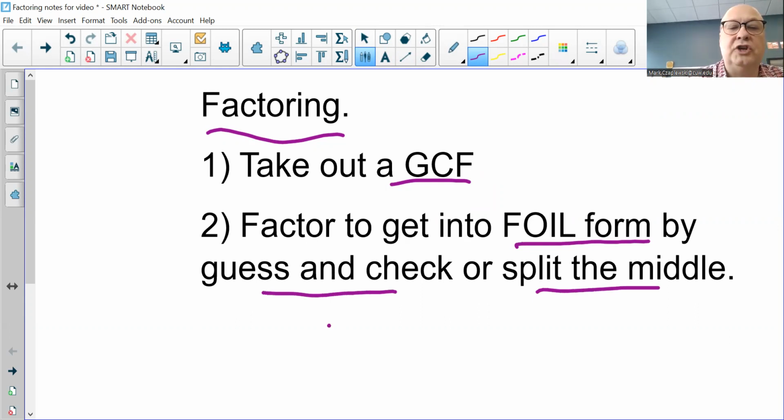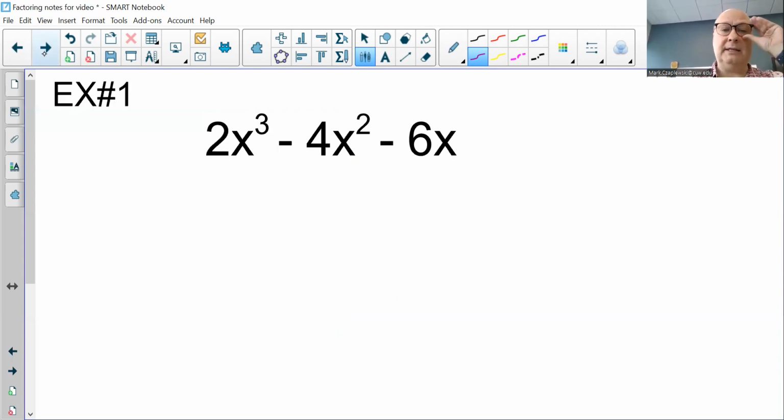I prefer the guess and check method for a couple of reasons. Reason number one is I'm really good at adding and subtracting integers. And reason number two is I'm pretty good at my times tables, multiplication tables. Split the middle is for those of you that struggle a little bit with that kind of stuff. It goes a little slower. Sometimes it's about the same, but a little slower. But you do have to remember some steps when you do split the middle. So I'm going to explain split the middle in another slide, but right now I'm just going to factor this one by guess and check.